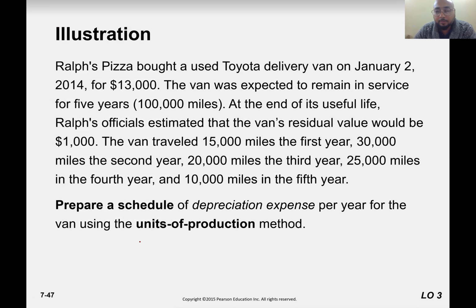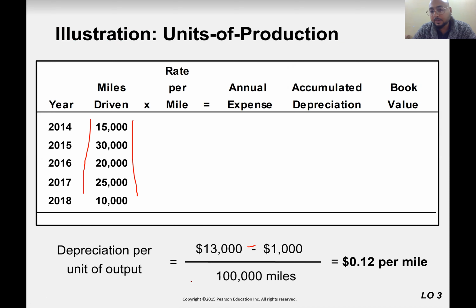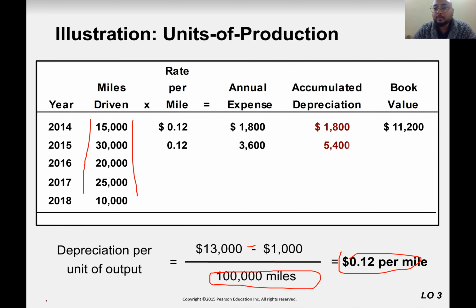This is another, the unit of production method, in which you just find out the per mile depreciation and you multiply it according to the numbers. So miles driven multiplied by per unit rate. Per unit rate is 30,000 minus 1,000 divided by the total useful life in miles. So per unit is 0.12. So you just multiply it. That's it. So that is the answer here. I'm just going to show you the answer.